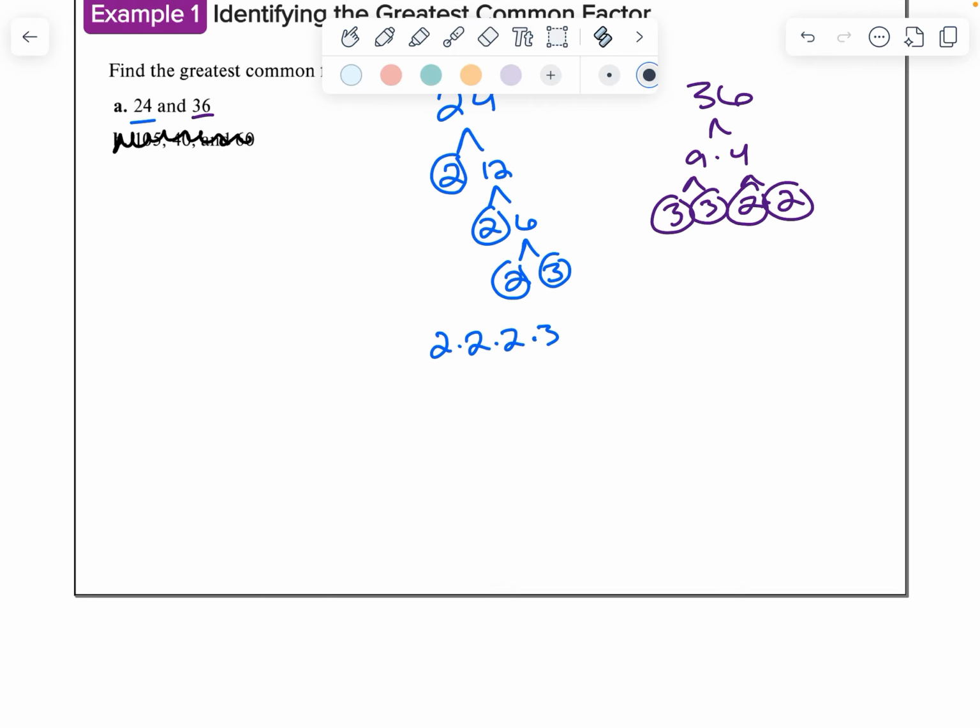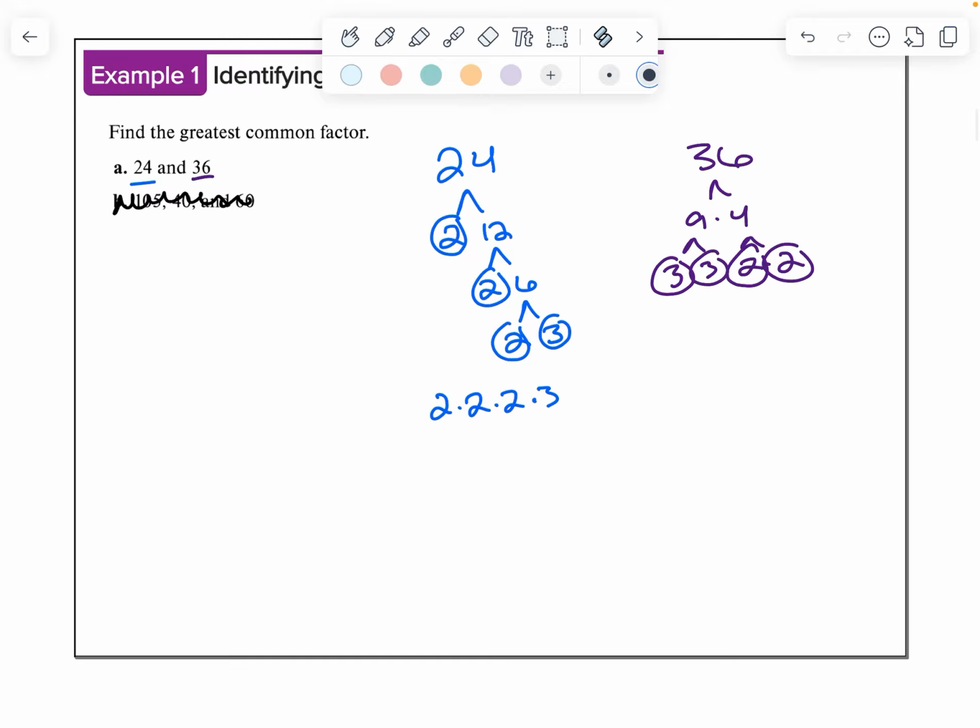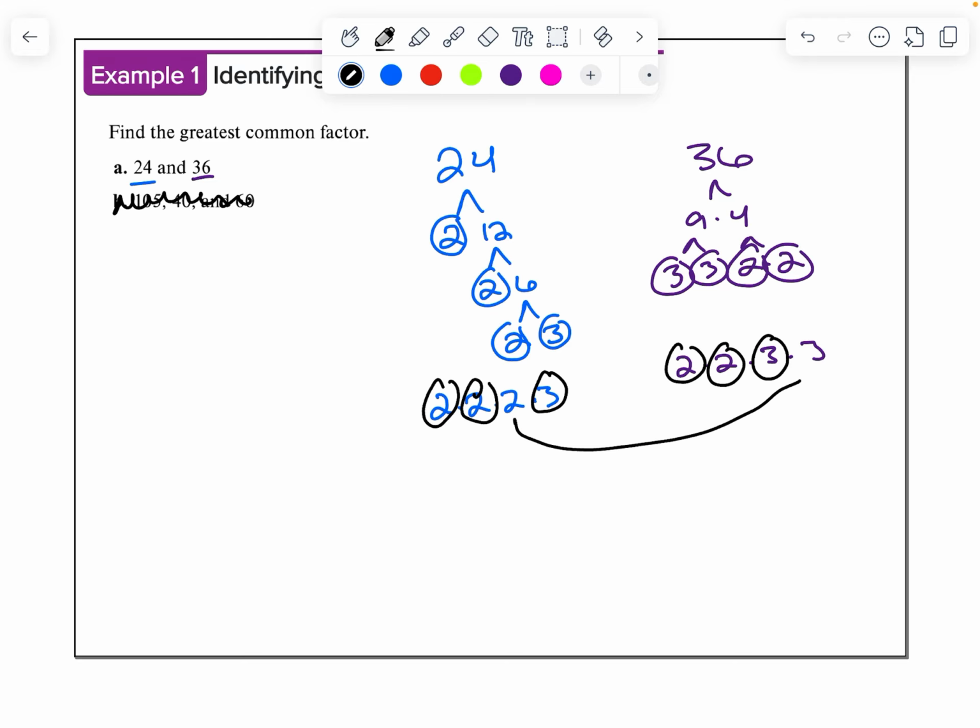All right, to find the greatest common factor, what we're going to do now, let's list out our purple ones in numerical order. 2, 2, 3, 3. I'm going to look for the ones that they have in common. So they both have a 2. They both have another 2. And they both have a 3. Notice that this 2 and this 3 are not in common. So the things that I have in common are 2 times 2 times 3, which is 12. 12 is my greatest common factor.